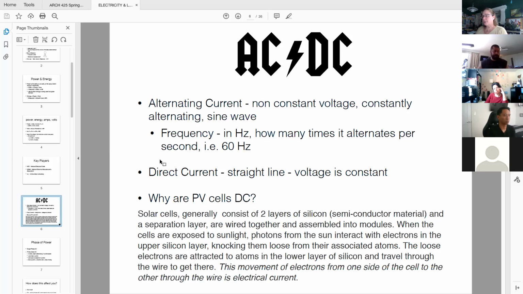So in a solar electric PV system, all that electricity is collected together and it goes into either a battery for storage, which is in DC, direct current, or it has to go to an inverter, which transforms it into alternating current to feed into our electrical grid.